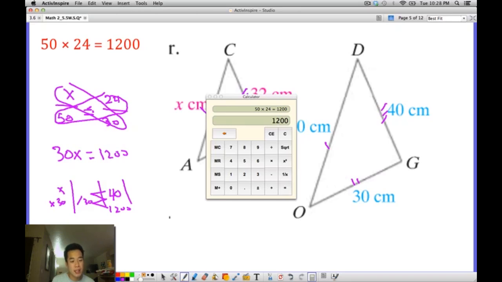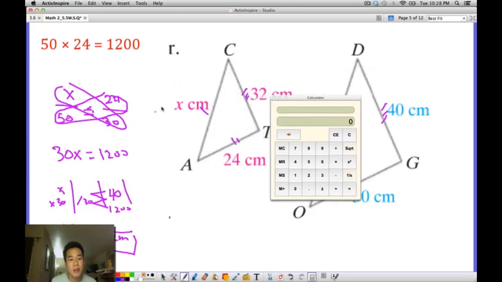So my missing side is 40 centimeters. Very important to carry your unit with you. So you know that this right here is really 40 centimeters.